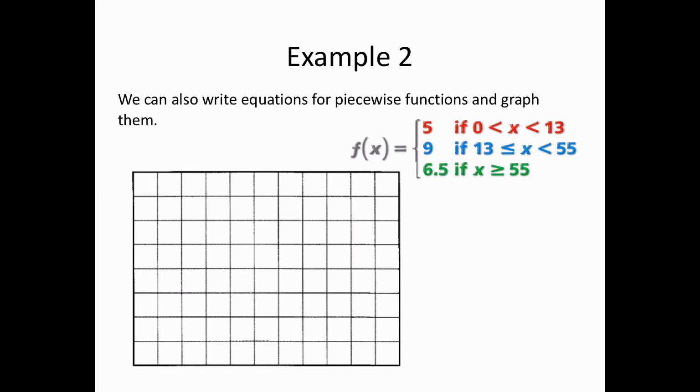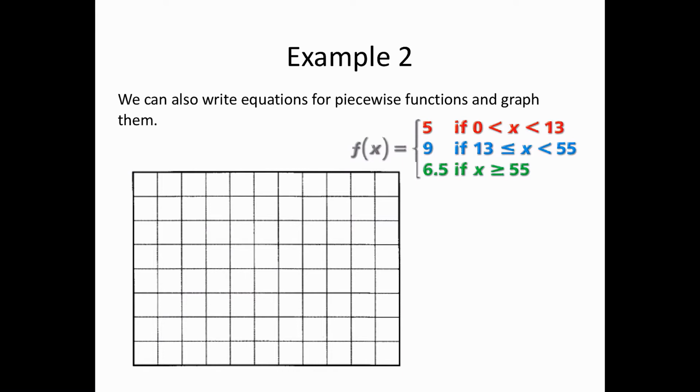So we've got f of x equals 5 if 0 is less than x is less than 13. We've got f of x equals 9 if 13 is less than or equal to x is less than or equal to 55. And finally, it's 6.5 if x is greater than or equal to 55.